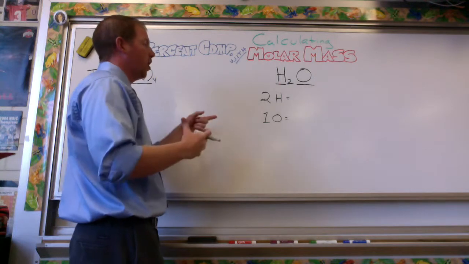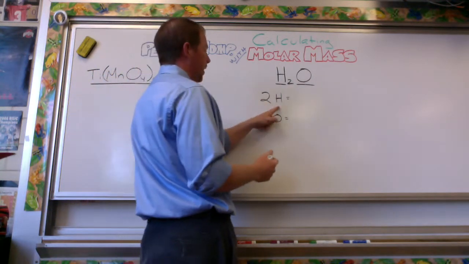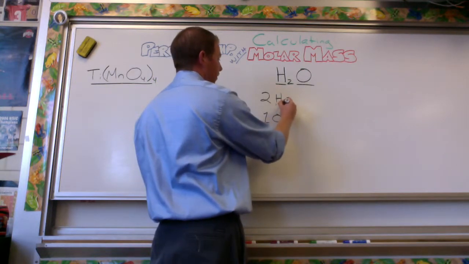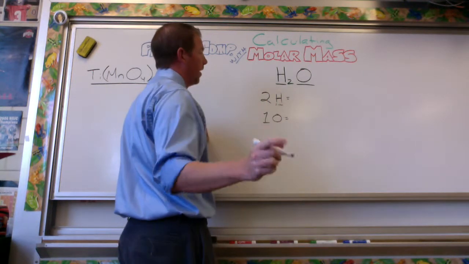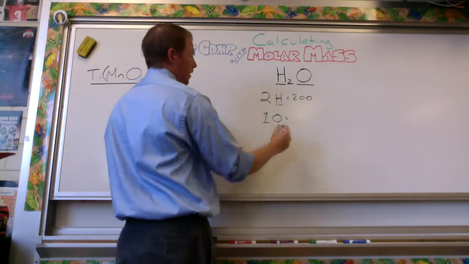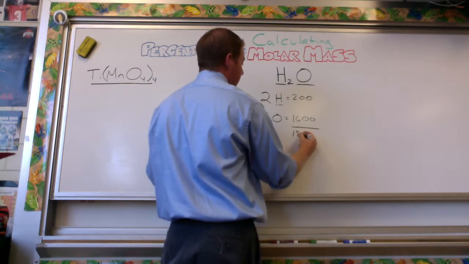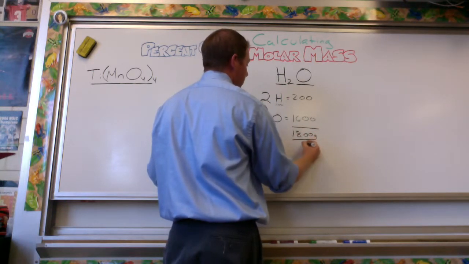Now I'm just going to skip the step where I wrote down the atomic masses and did the multiplication, because you know that I need the atomic mass of hydrogen multiplied by 2. So 2 times 1.00, and I'll put that down here. You don't have to do that, but I'll put that just for our reminder's sake, is 2.00. 1 times 16.0 is 16.0. When I add those together, I get 18 grams per mole.